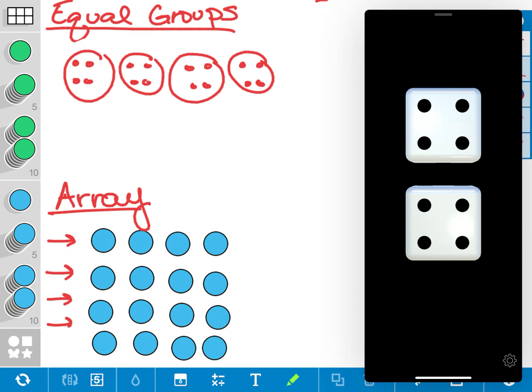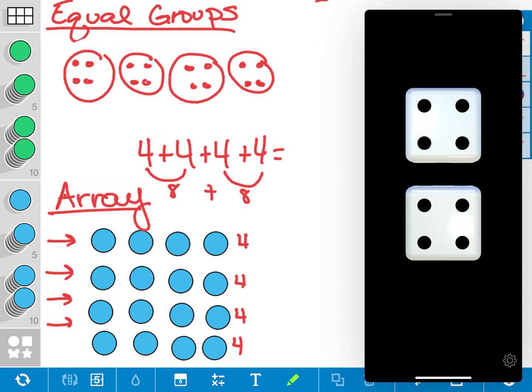Now remember, with a number model for an array, you're adding up each row. So I have 4 and 4 and 4 and 4. So my number model would be 4 plus 4 plus 4 plus 4. Now I can use some doubles facts here. I know 4 plus 4 is 8, and 4 plus 4 is 8. And another doubles fact, 8 plus 8 equals 16. So whether I show this as equal groups or an array, I should have 16 total.